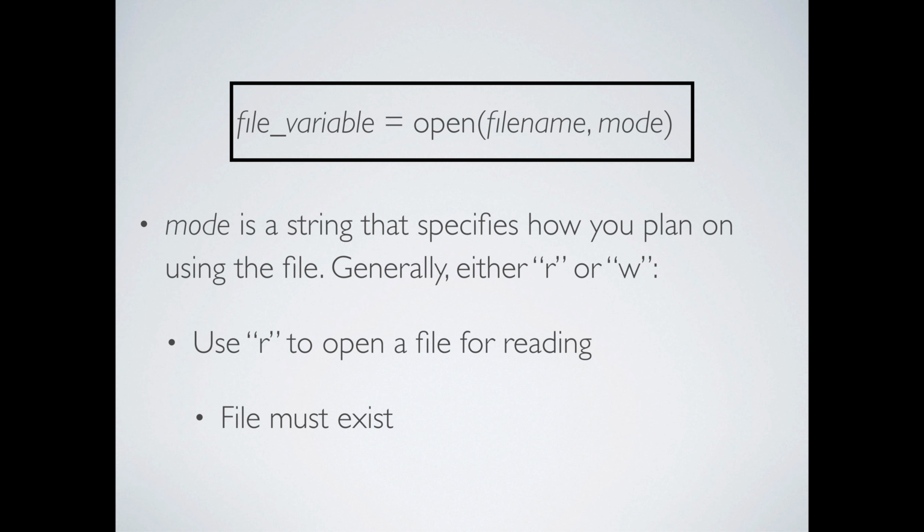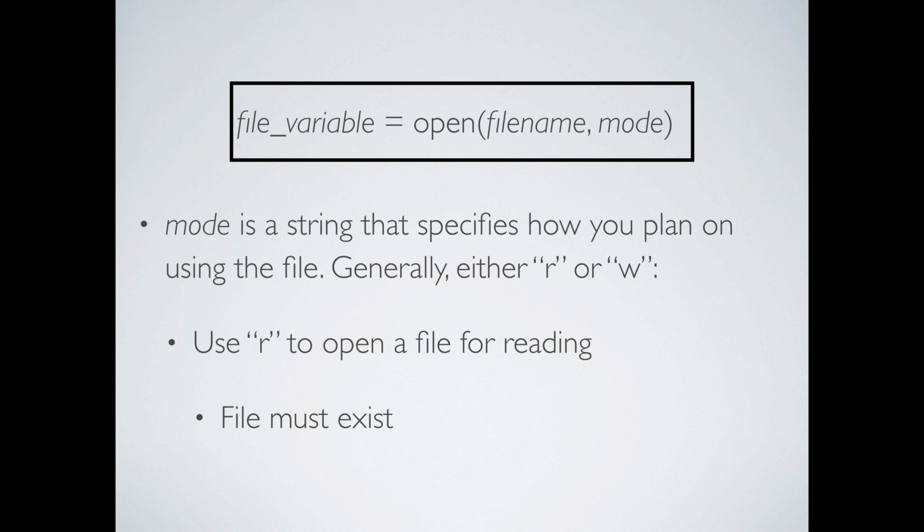So the mode, again the second argument here, is going to be a string. The string is either going to be R or W. There are a couple other modes that the textbook covers, but for this class we're just going to focus on these 2 modes, R and W. So use the string R if you want to open a file for reading. R for reading, makes sense.